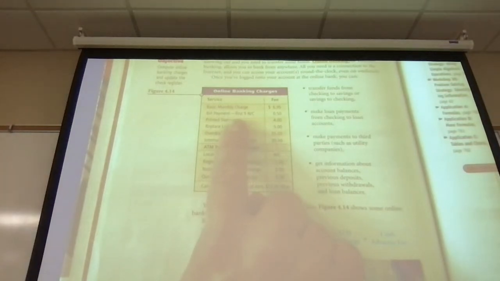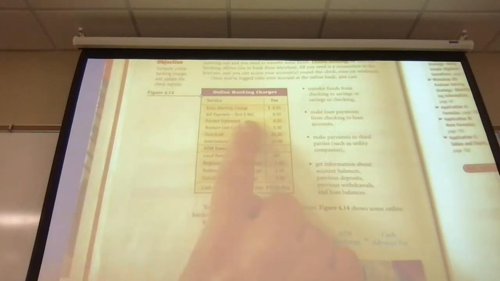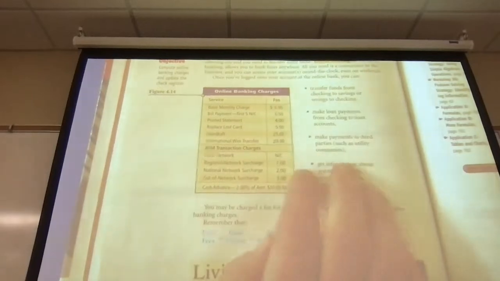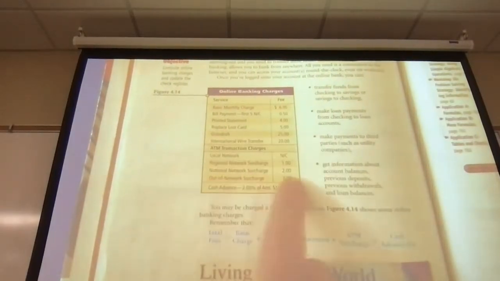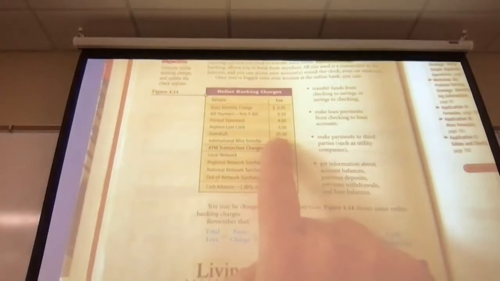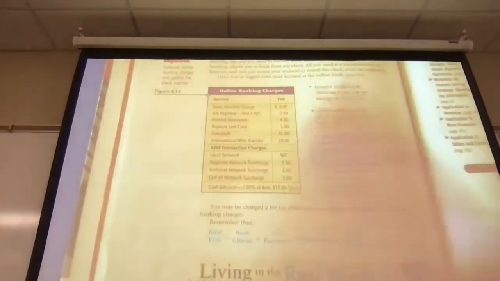So if you're doing bill pay, let's say you have 10 bill payments on your online banking for that month. The first 5, they don't charge you anything. The next 5 would be 50 cents each. So that's one thing you got to keep in mind with this. And then they've got these other things on here that you're going to pay for. Printed statements, $4. If you need to replace a lost card, $5, and so on.